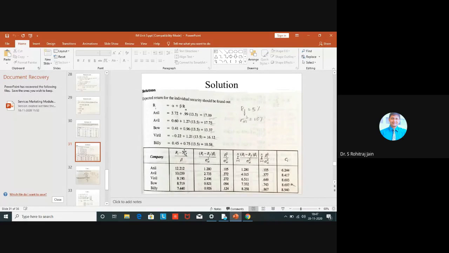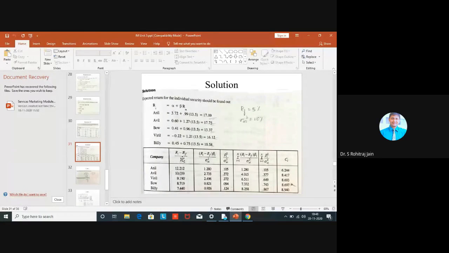Ranjit, explain to me. Yes, sir. After that, we got the Anil value as 12.212, sir. Like that, we calculated for the others also, sir. Fantastic. So how should the arrangement be? Highest to lowest is called which order, ascending or descending? Descending order, sir. Perfect. All of you understood, right? It has to be in descending order, that is from highest to lowest.